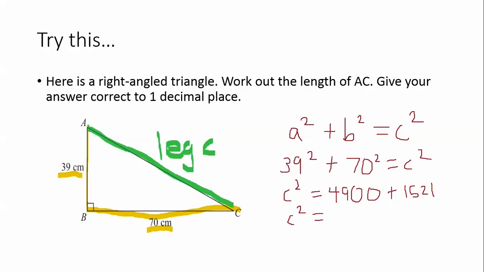So C squared, which is equal to 4900 plus 1521, is 6421. And to find the hypotenuse exactly, we get square root of 6421, which is equal to 80.1 centimeters. This is the answer when rounded to 1 decimal place.